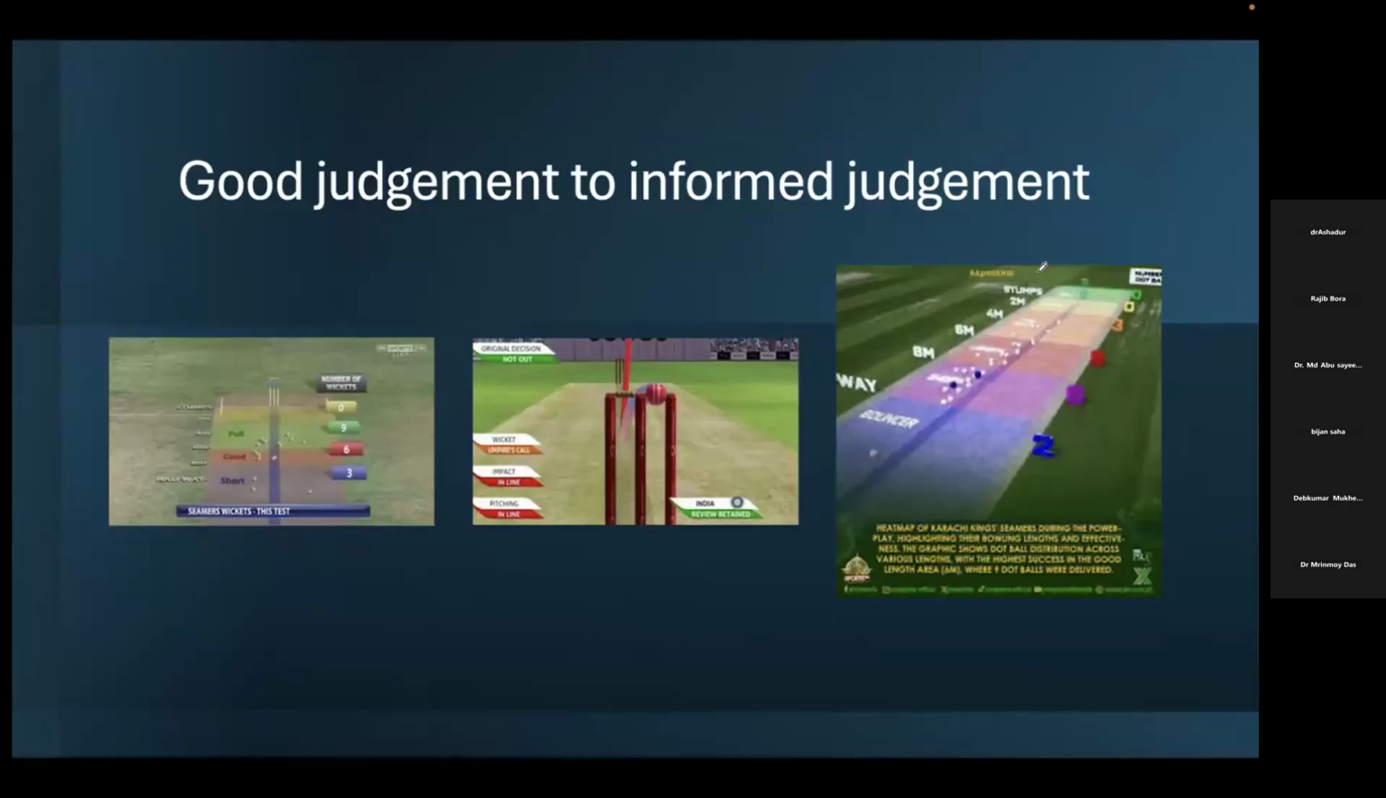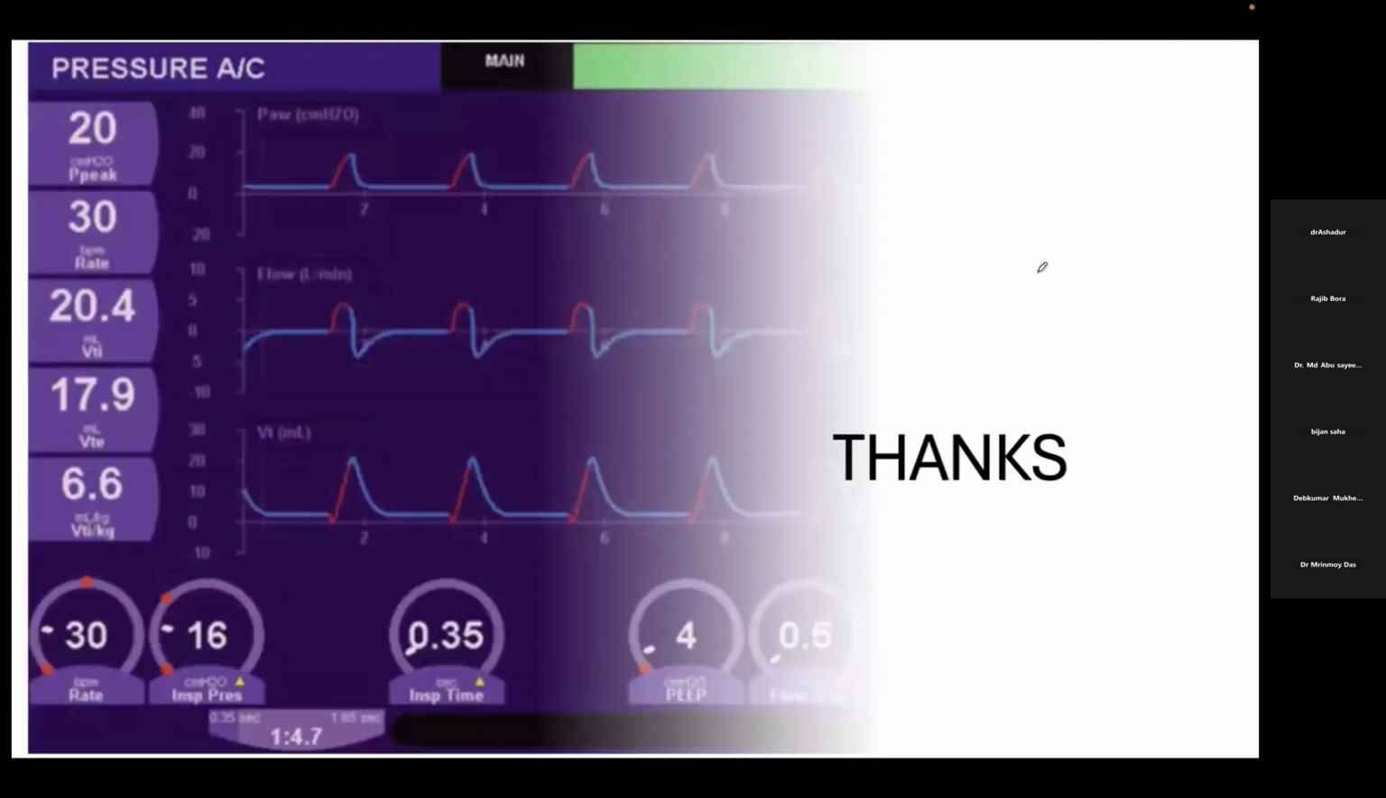Now we cannot run away from technology. Technology has crept into every part. We know how the DRS review system in cricket has helped us turn erroneous decisions into correct decisions. May not be in 100% of cases, but definitely it has improved from before. So what pulmonary graphics does for us is that it translates good judgment into informed judgment and better patient care. So thank you, sir.